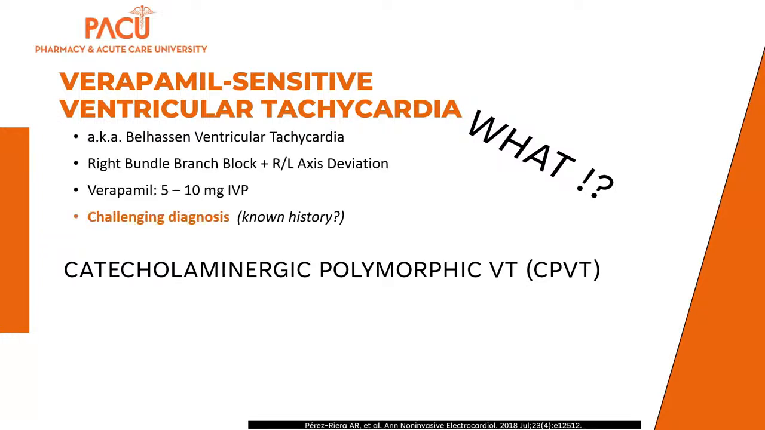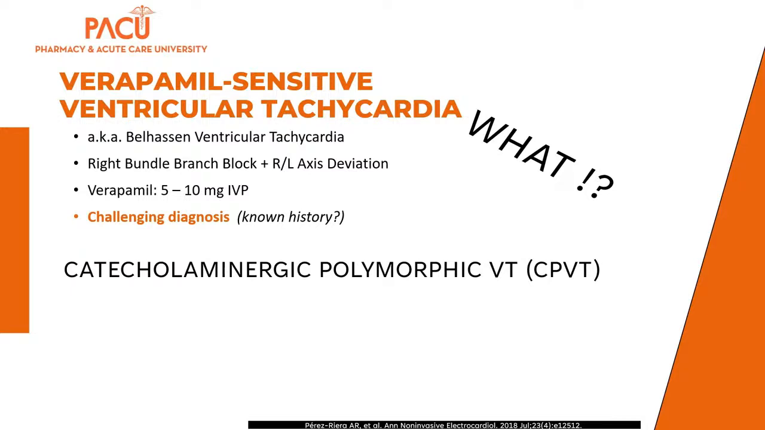This is actually a weird bundle branch block with a reentry arrhythmia, creating this odd axis deviation. But verapamil, 5 to 10 milligrams, does work. I wouldn't have believed it unless I saw it. Verapamil 5 milligrams worked in this 15-year-old. It's a challenging diagnosis. We didn't diagnose this in the ED. We knew that the kid had this diagnosis previously.